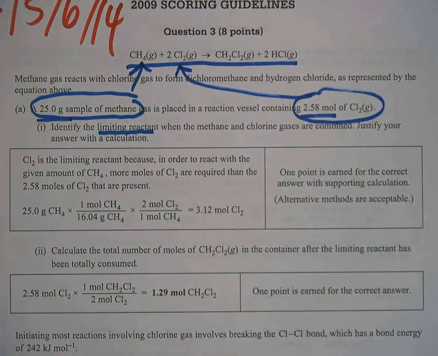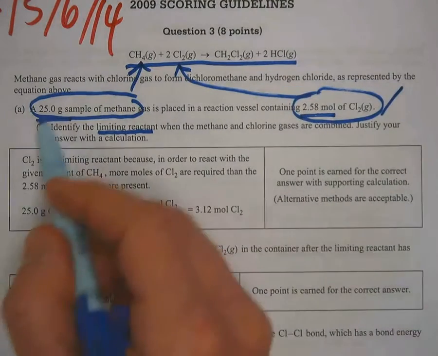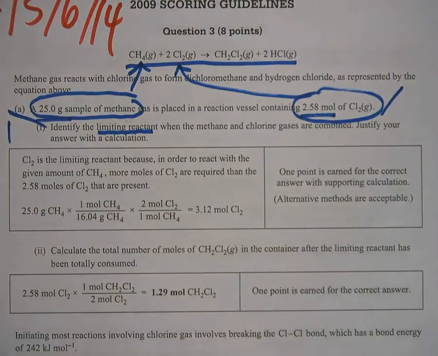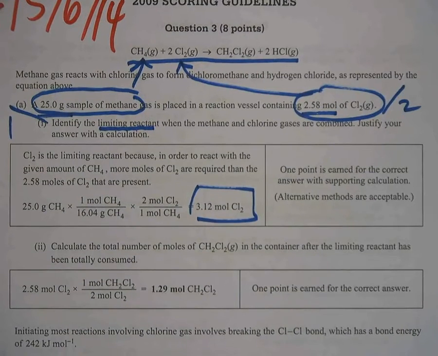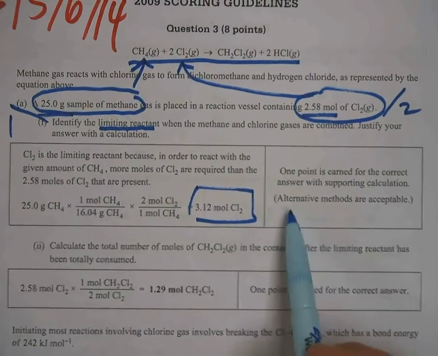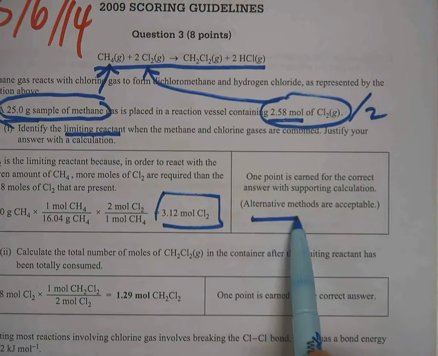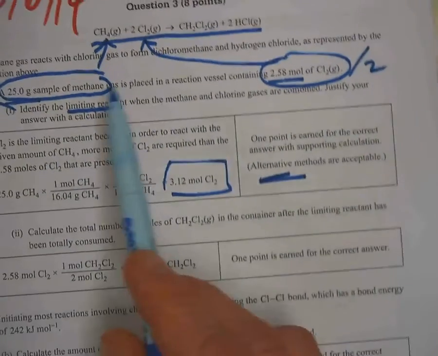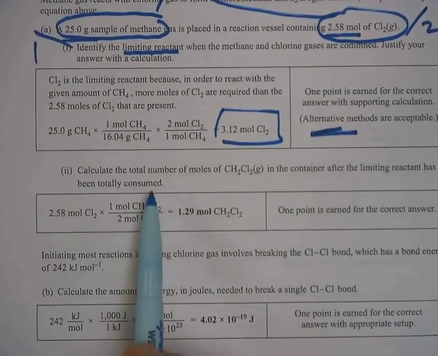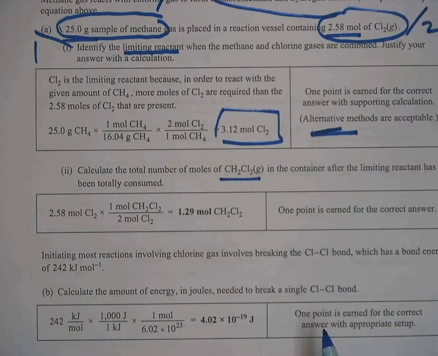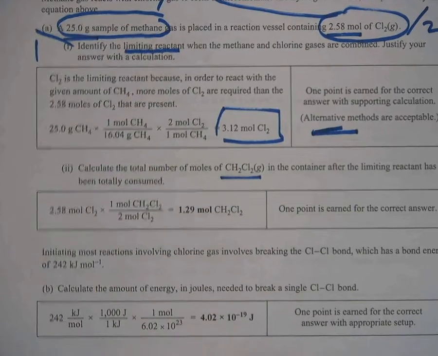How do I determine the limiter? Take both and divide them by their coefficient. So CH4 moles would be divided by 1, chlorine would be divided by 2. Turns out that the chlorine is the limiter. That's the one that ends up being the smallest when you divide it by 2. Notice they also say 1 point is earned. Alternative methods are accepted because they don't like my just divide by the coefficient to figure it out, but they're acceptable.